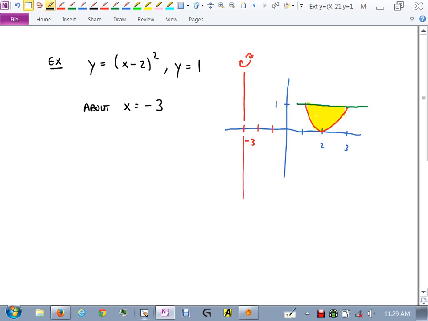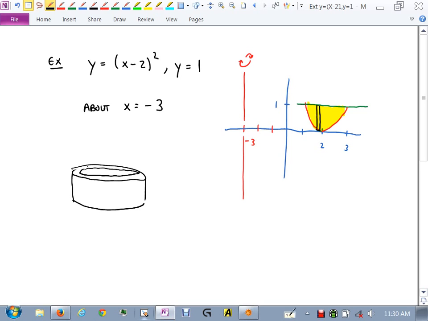So I'm going to go again to vertical rectangles because that's really my only choice. I can't draw it horizontally, right? Not easily. I want to wrap that thing around this way, which will create something that looks like this. It's not a washer, we call that a shell. It really is a cylinder, it just has a very narrow wall. And so what we do is we add up all of them.